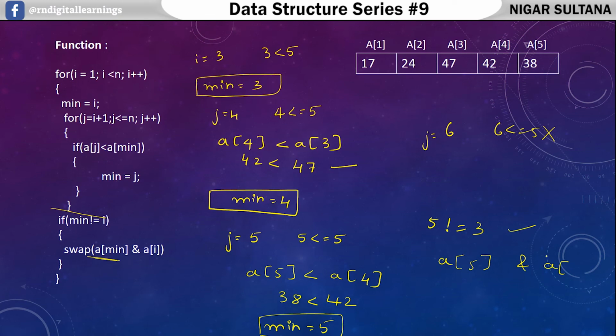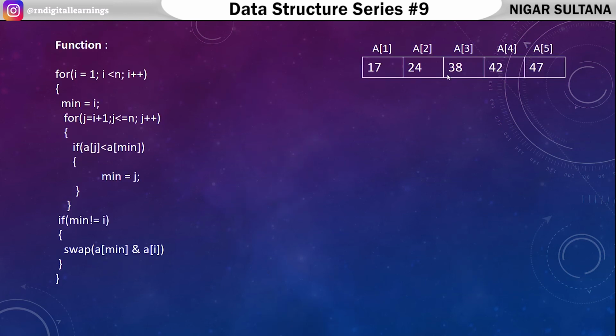I is 3. A of 5 is holding 38 and A of 3 is 47. Now swap this 47 and 38 because 38 is the third smaller element. This third smaller element will be kept at the third position. 38 is placed at the third position. Now my I value will be incremented to 4. Check the condition. Is 4 lesser than 5?